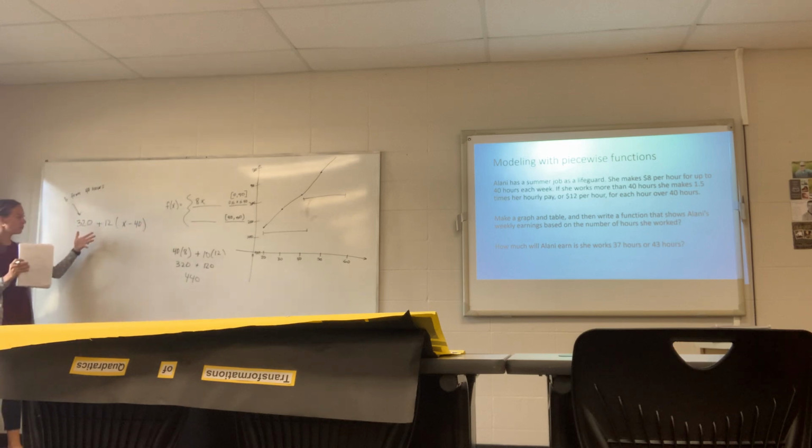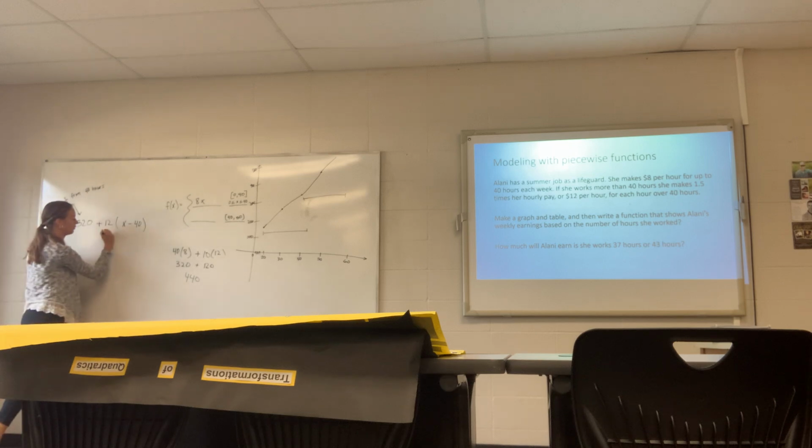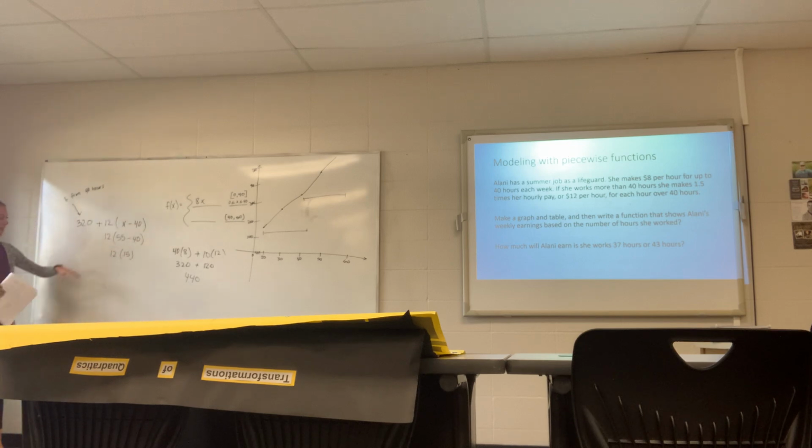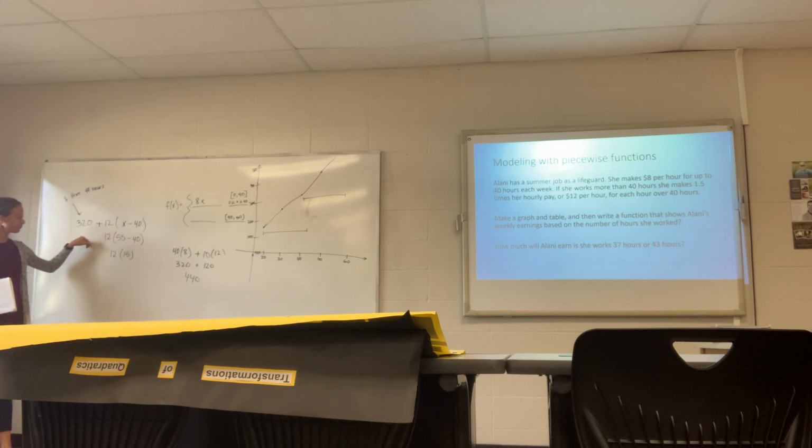Say I were to plug in like 55. So if I plug 55 in over here, 12 times 55 minus 40, well, 55 minus 40 is going to be 15. So I'd have 12 times 15, so I'd have 15 hours of overtime where I make the $12 an hour, plus my $8 an hour that gave me the $320. Does everyone see that? Okay, so here's going to be my equation.